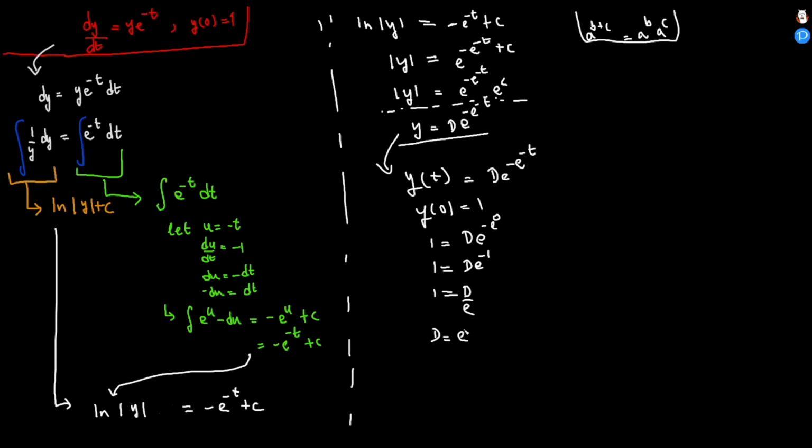To complete the equation, we can plug this d value back in, so we can say y equals e times e to the power of minus e to the minus t. This is e to the power of 1 times e to the minus e to the minus t, so we can rewrite this as e to the power of minus e to the power of minus t plus 1. Okay, and that's the solution.